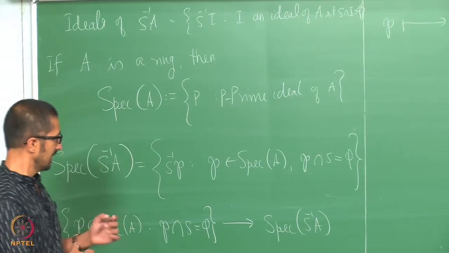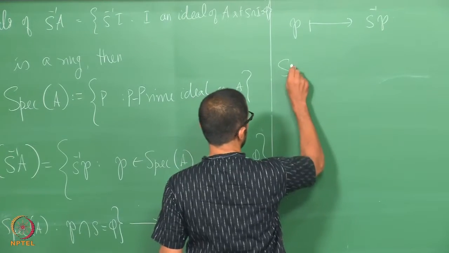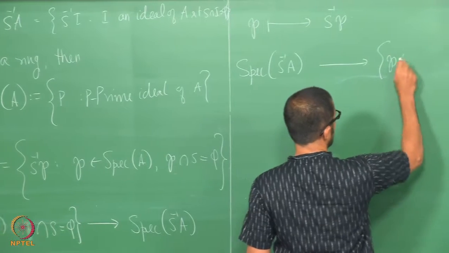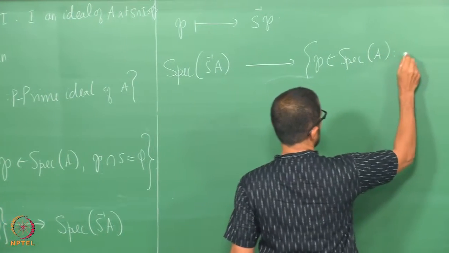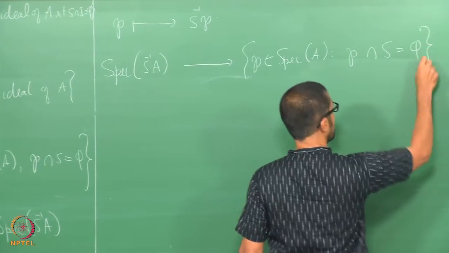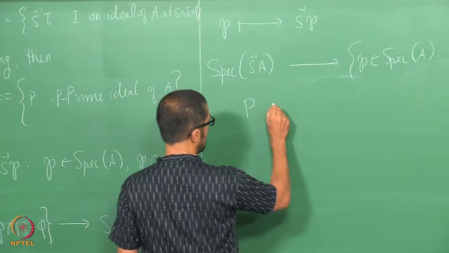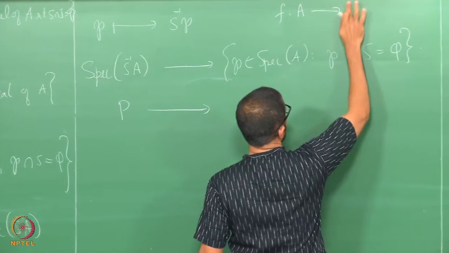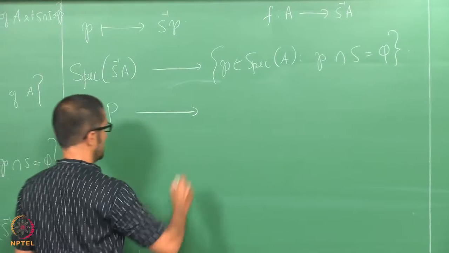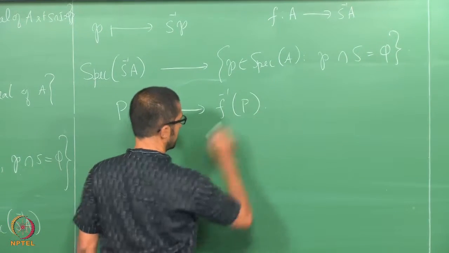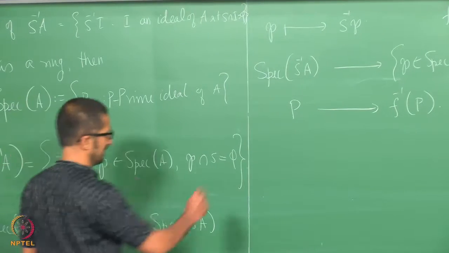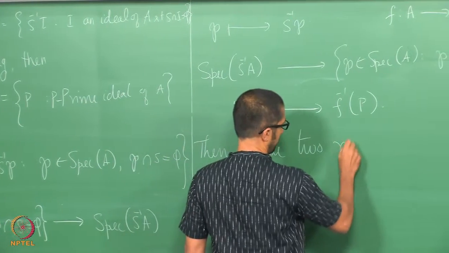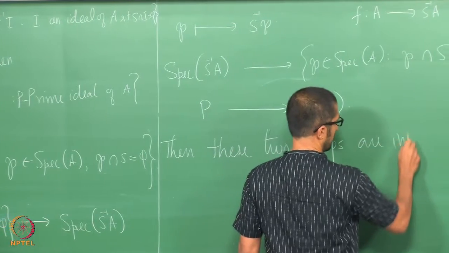Then, from Spec of S inverse A to the set of all P in Spec A such that P intersection S is empty, I send P to f inverse of P, so let us look at this natural map f from A to S inverse A. These two maps are inverses of each other.